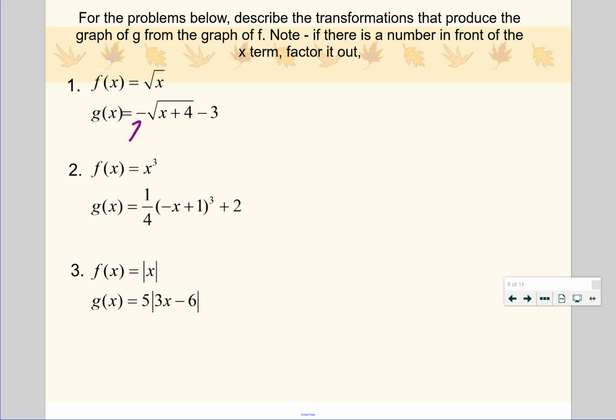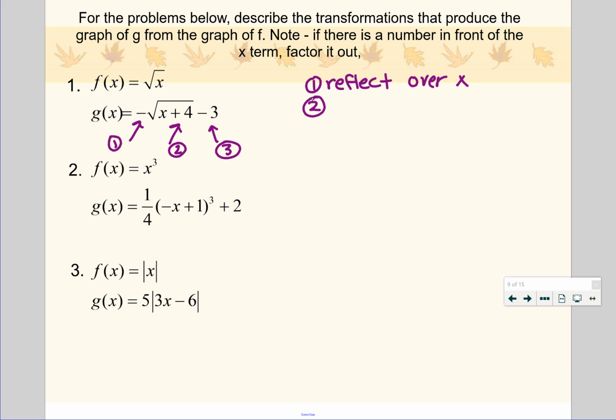I have a negative in front of my square root, I have a +4 on the inside, and I have a -3 on the outside. So I'm going to name what those three things do. According to your chart, you can just flip your paper over. If you have a number in front of the parent function, what does it do? A negative in front of the parent function. Good. So we have a reflection over the x-axis. Just say reflect over x.